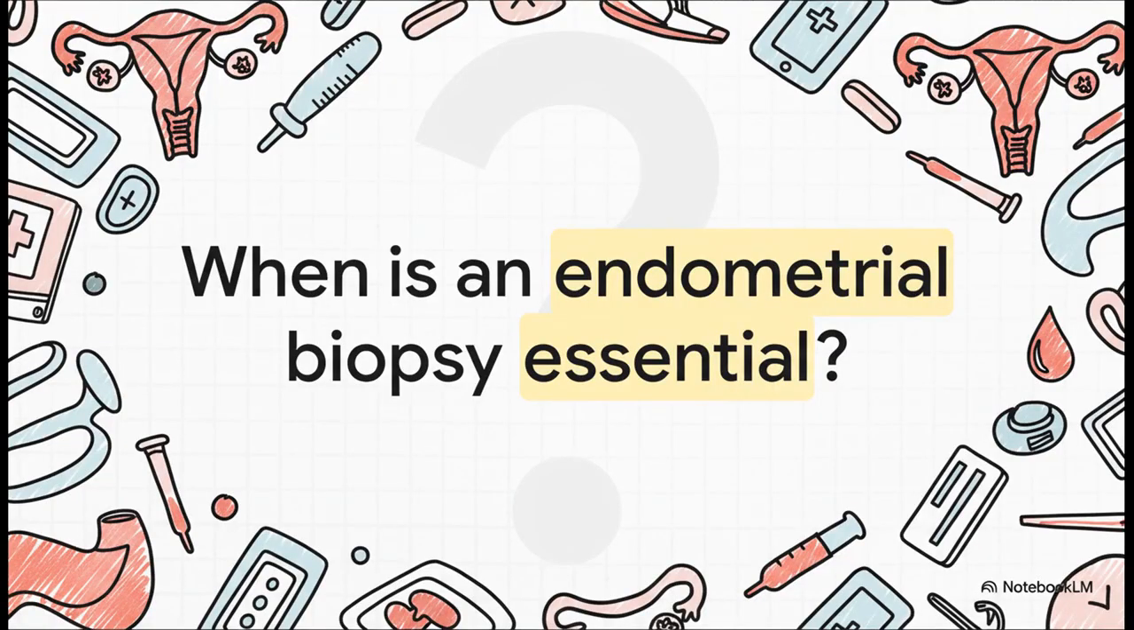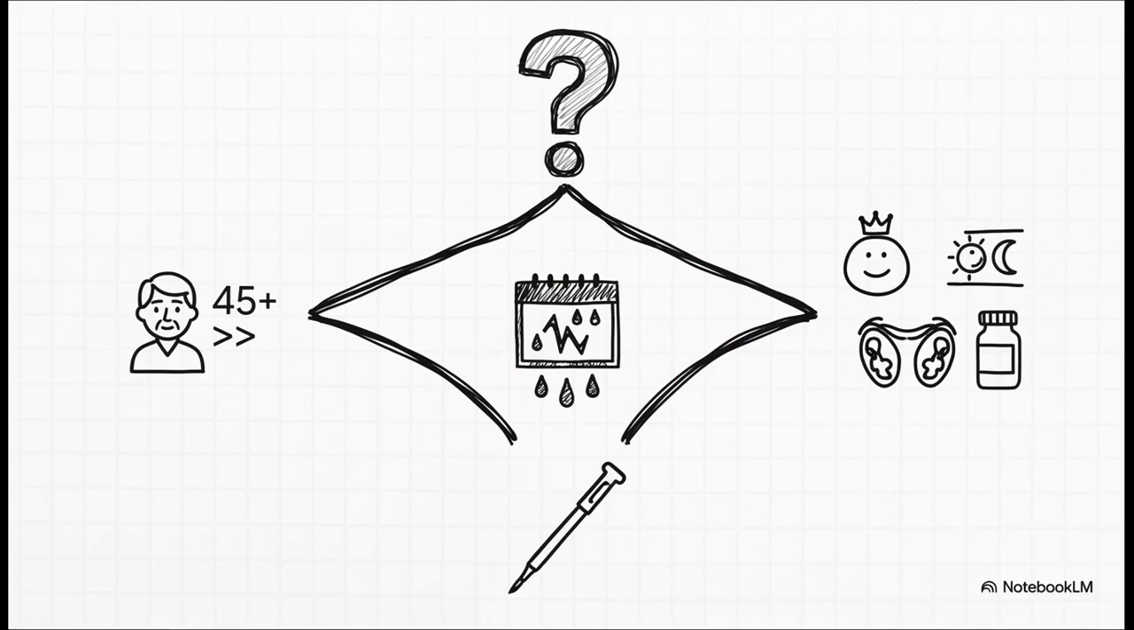This leads us to a really critical decision point. When do you need to actually sample the endometrium with a biopsy? This is all about ruling out that M in PALM, malignancy. The decision to biopsy really just comes down to risk. The single biggest risk factor is age, so any woman over 45 with new onset AUB, she's getting a biopsy.